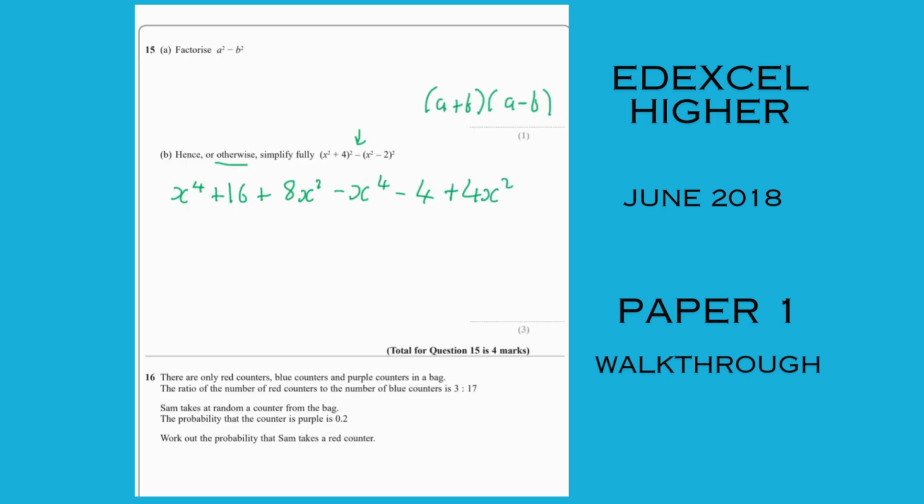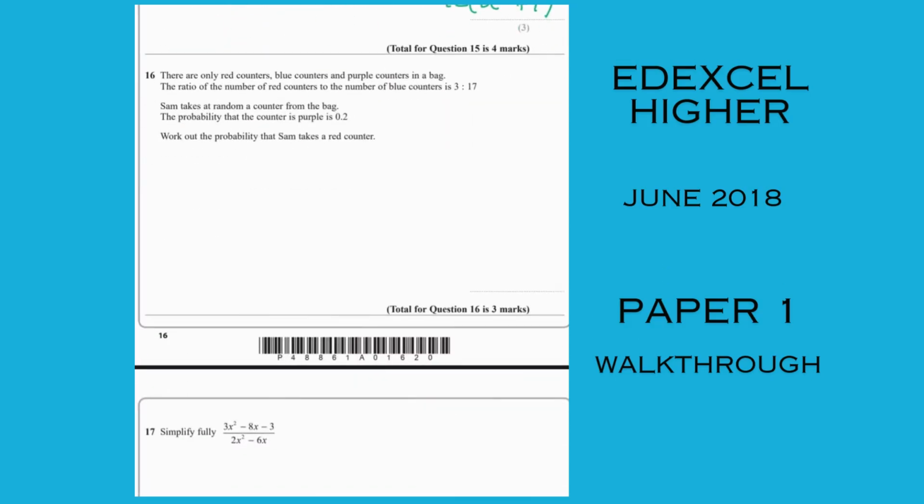And as we can see, the x to the 4's cancel out. So we've got 8x squared, 4x squared gives us 12x squared. And we've got 16 minus 4. It says simplify fully. I think that's a reasonably good answer, but let's always be watertight, just in case.